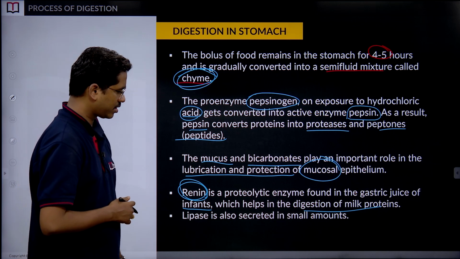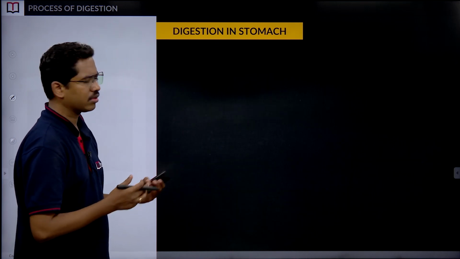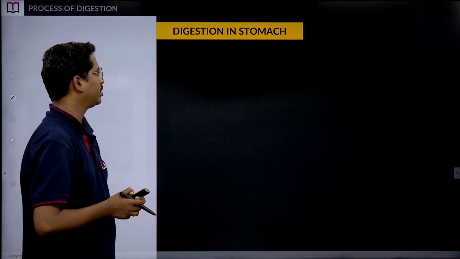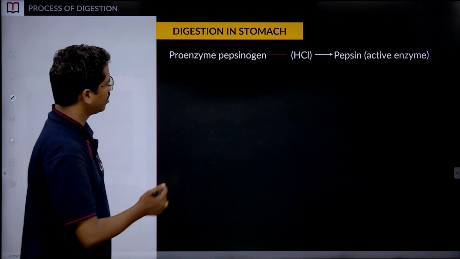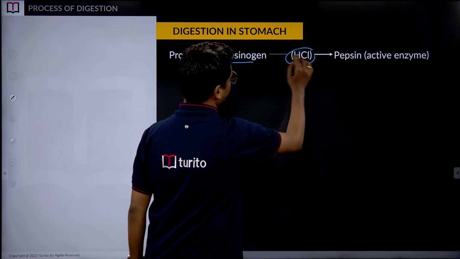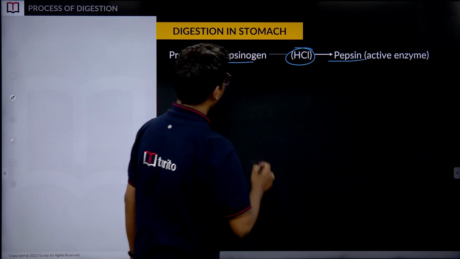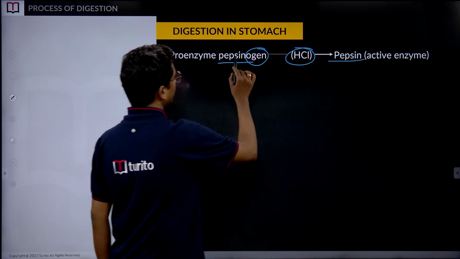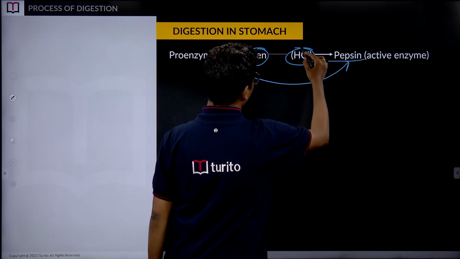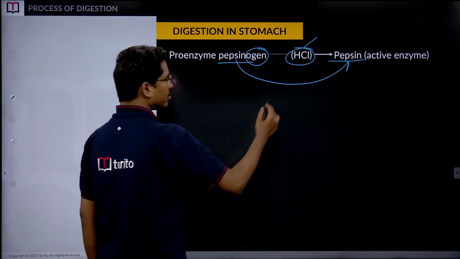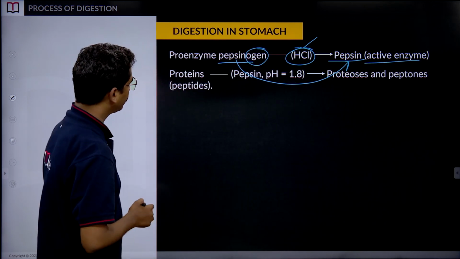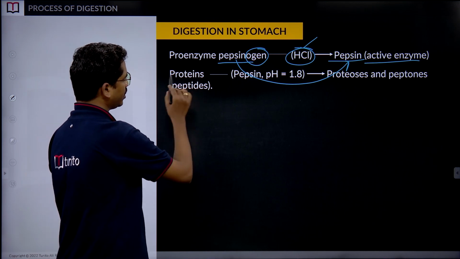So, lipase is also secreted in small amounts, and that is also included in the digestion process. Here you see the proenzyme pepsinogen, on exposure to hydrochloric acid, converts itself into pepsin. Pepsinogen converts into pepsin when it is exposed to hydrochloric acid. Pepsin is the active form of the enzyme.